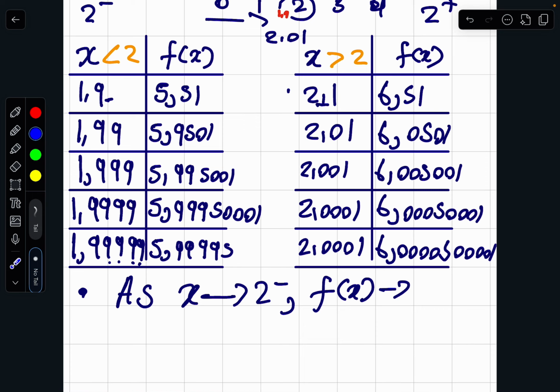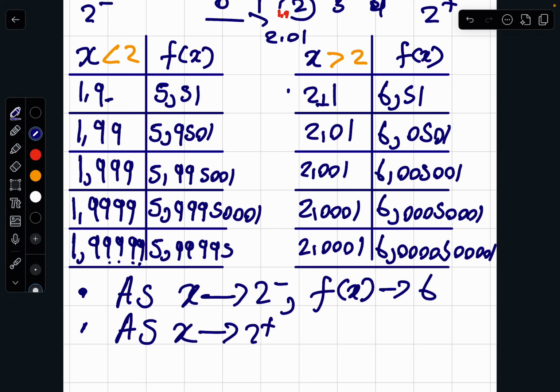And the more we have too many 9s, the more this 5 changes to what? To 6. Meaning we're approaching what? We're approaching 6. Therefore, point number 2, say x approaching 2 from the right, which means it's this table. You must check what happens when we're approaching 2 from the right.